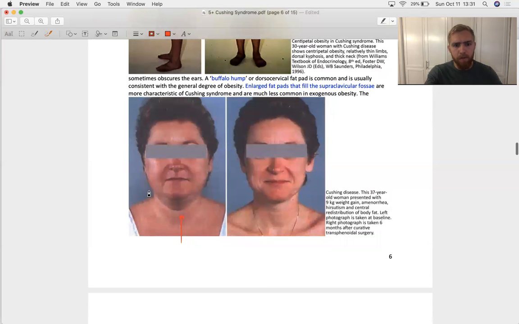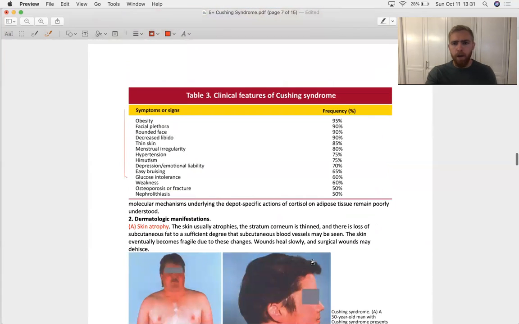Here's an example of adipose deposition around the jawline, around the cheeks. And here, as you can tell on the right, whenever you treat the primary cause of Cushing in this patient, it's excess cortisol. If you can fix the primary problem, then metabolically, they're going to go right back to normal. This is a very reversible disease. Here's a table with clinical features. Patients will typically have 3, 4, 5 of these.